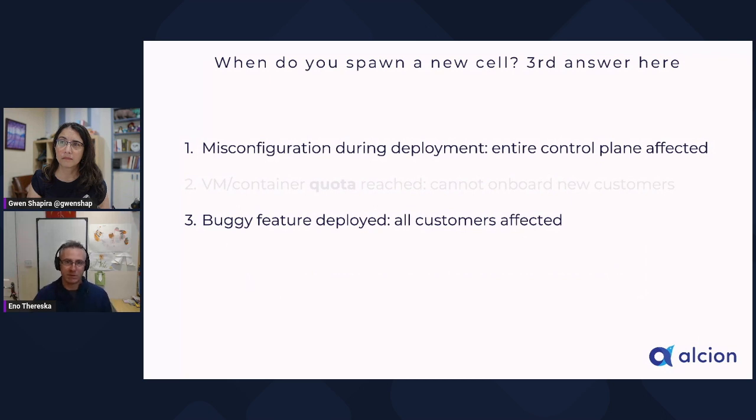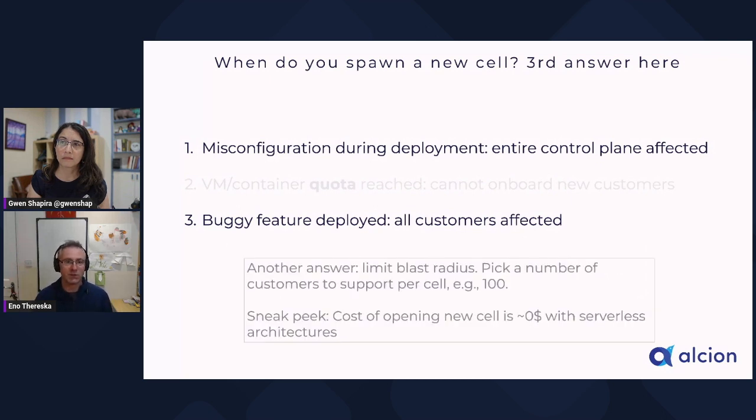Now, the other reasons are also there. A real reason you want to have cells is to limit the blast radius, right? When I say real, I meant maybe a little bit more exciting than just quotas. So you pick the number of customers to support per cell, for example, 100. This part is hard because it feels like you're limiting yourself. You're saying, oh no, I'm only going to support 100 customers. That's a bad thing, right?